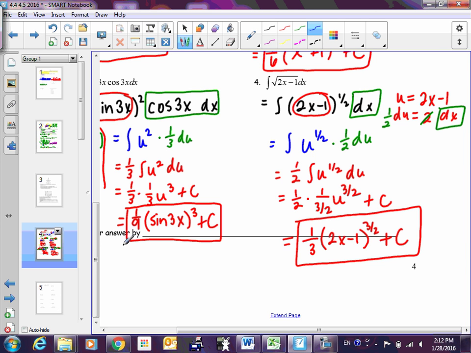I've already said this a lot, but what goes in the answer blank? You check your answer by deriving. And so I haven't done that on each of these, but that's how you do it.